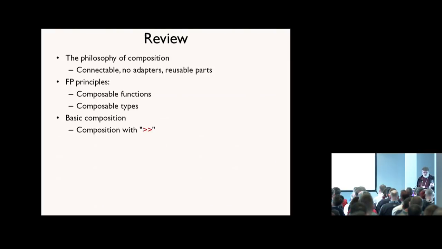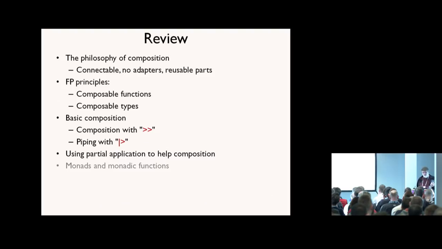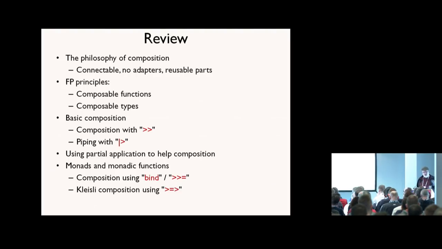And then we looked at basic composition using angle brackets to compose two functions and piping to chain functions together. Partial application is another technique to help you do composition. And then we talked about monads and using bind and using Kleisli compositions. So all these functional programming techniques like monads, they're all about composition. It's all about how can I make my life easier? How can I do composition?